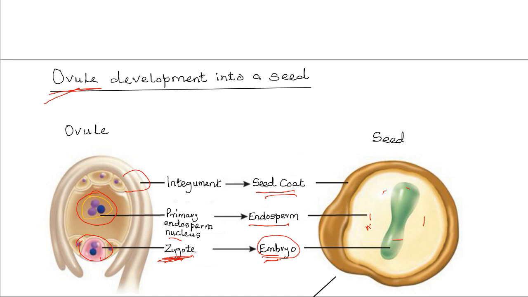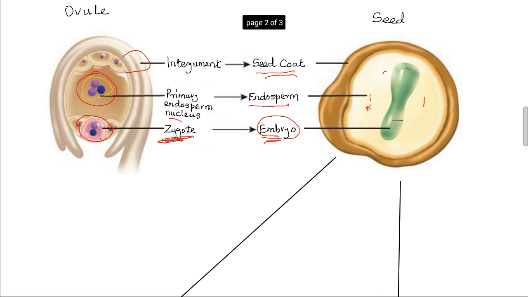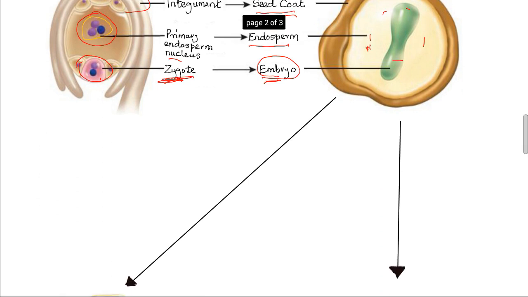Now the embryo differentiates into three parts. There is a plumule, that is the young shoot, the radicle, and cotyledons, which may be one or two depending on the nature of the plant. As the seed develops, development depends on the nature of the plant. Here we have the embryo, then this is the endosperm, and then the seed coat that develops from the integuments.